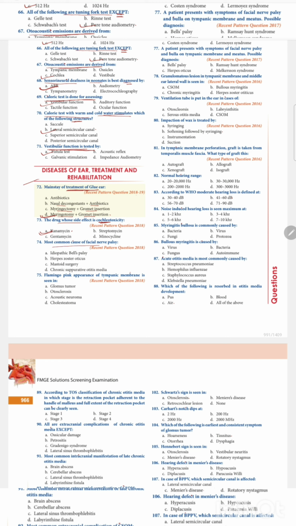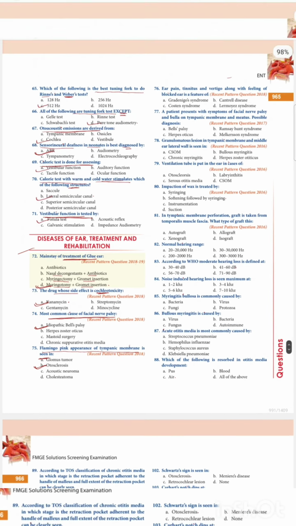Most common cause of facial nerve palsy is idiopathic Bell's palsy. Flamingo pink appearance of the tympanic membrane is seen in which one? Glomus tumor, otosclerosis, acoustic neuroma, cholesteatoma. Flamingo pink appearance of the tympanic membrane is seen in otosclerosis.